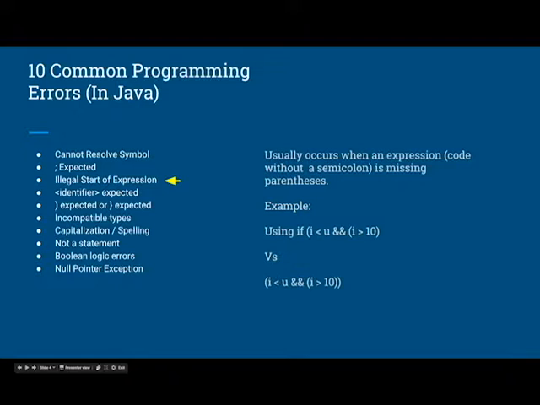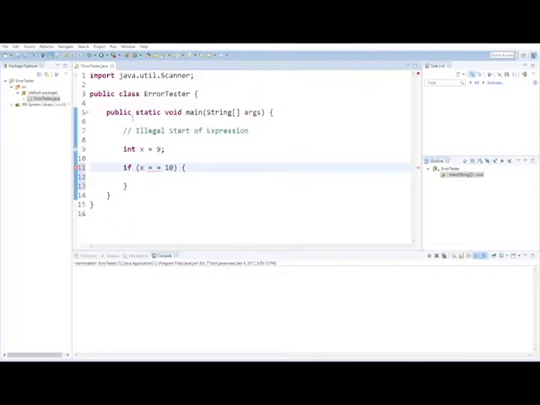The illegal start of expression error usually occurs when either some logical operators are incorrectly inputted or some parentheses are messed up. An illegal start of expression error usually occurs with how the tokens are placed inside of expressions, especially inside of if statements or while loops or possibly for loops. Now you'll notice that Eclipse actually gives a more detailed error to me, so I can more easily go and fix this. It's saying for me to merge these.